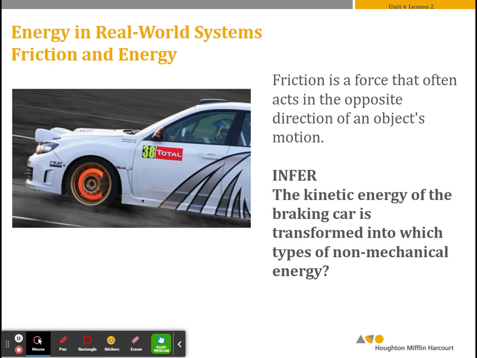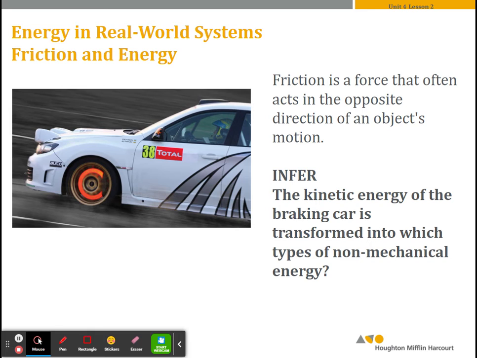Here we see a braking car, and the kinetic energy of this braking car is transformed into which types of non-mechanical energy? We need to think about that. Well, the car before the driver hits the brakes has kinetic energy, and the driver wants to stop, so he or she wants to remove that kinetic energy, and you can't destroy energy, you can only get it to change forms.